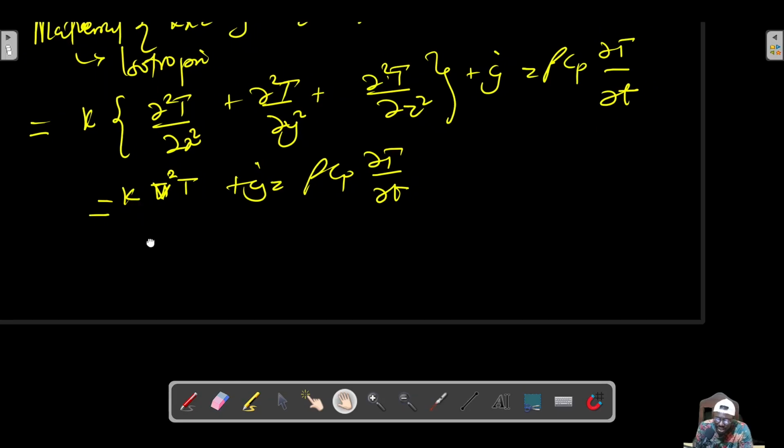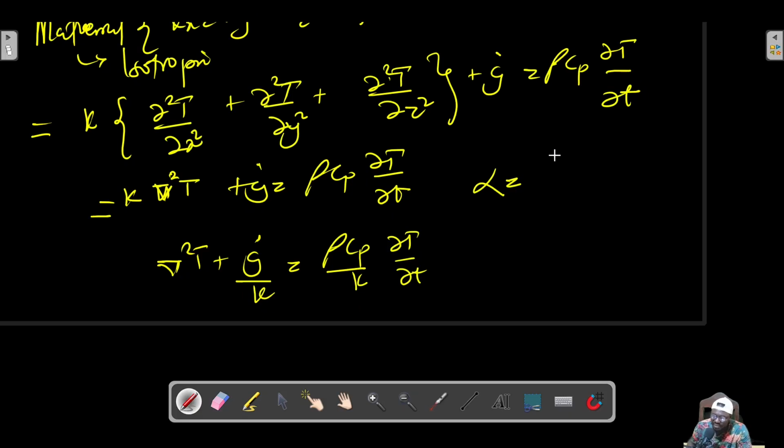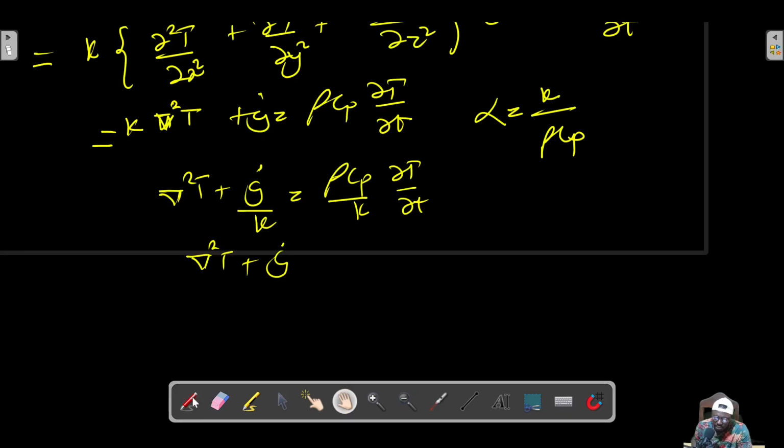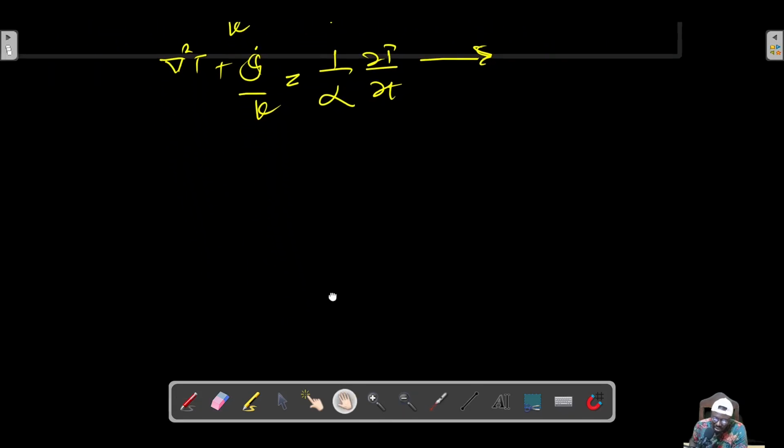After dividing through by K, what did we get? We ended up with G dot on K is equal to rho Cp on K del T del small t. Then we know that the thermal diffusivity is K over rho Cp. So it becomes G dot on K is equal to 1 over alpha del T del small t. So this is also the equation, but here the material is isotropic.